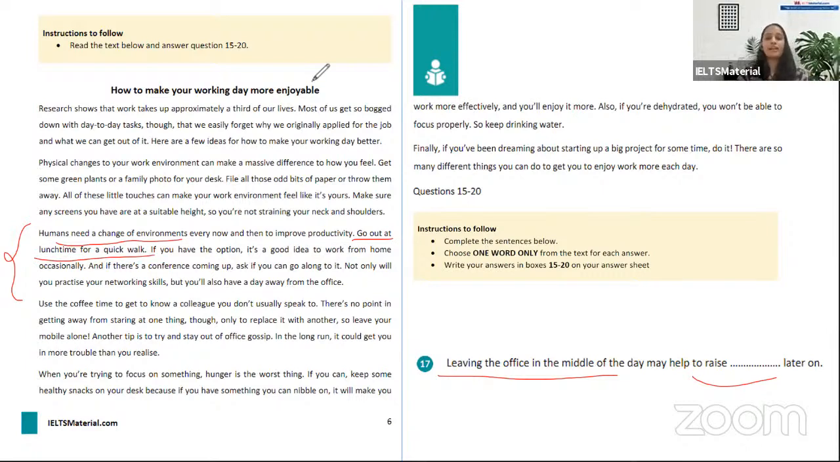Yes, Gurjit, perfect. Yes, correct answer. The answer is productivity. So leaving the office in the middle of the day, that is go out at lunchtime, helps to raise what? Productivity. Great job.